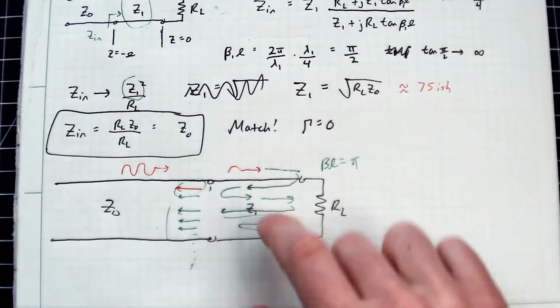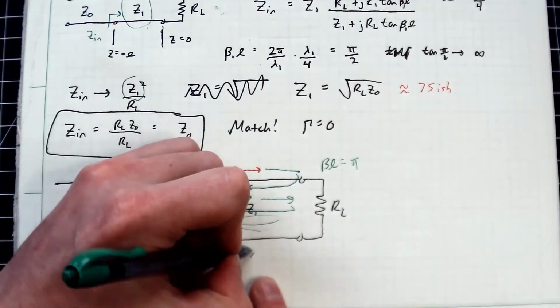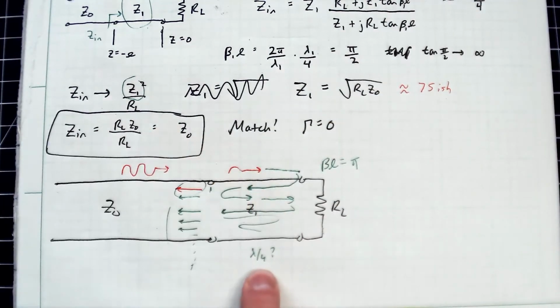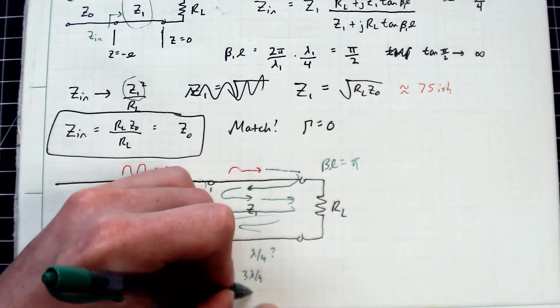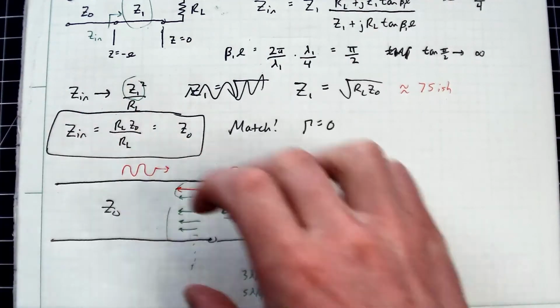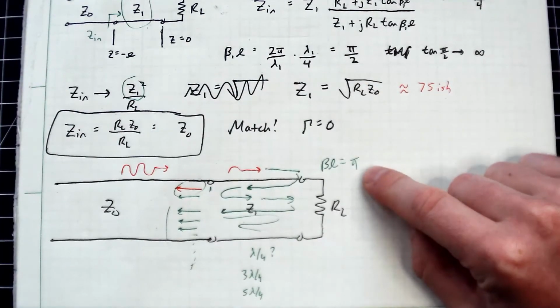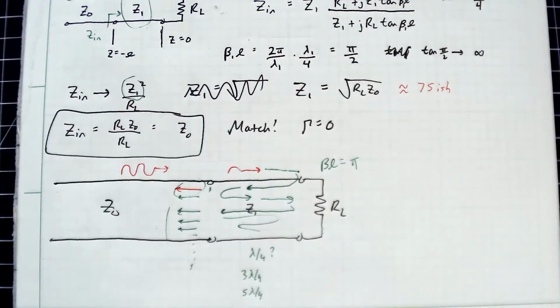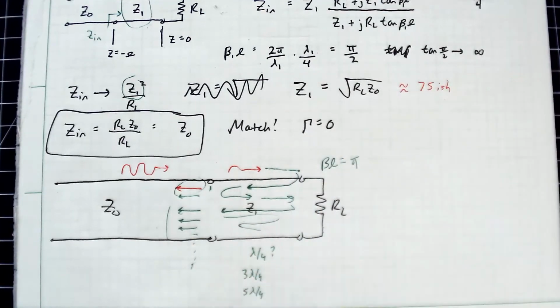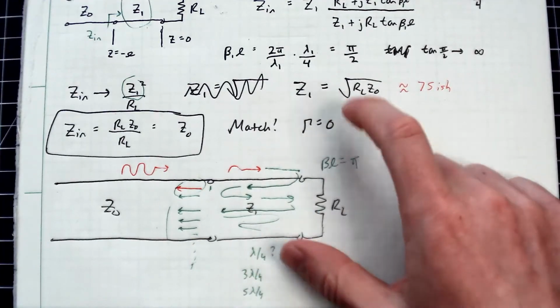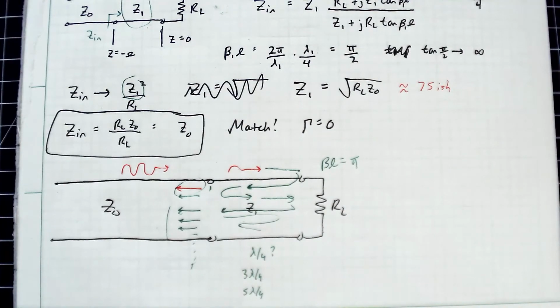And what's also interesting is this doesn't even have to be lambda over 4. Pretty much any odd multiple of a quarter wavelength will work. So if I did say a 3 lambda over 4 or a 5 lambda over 4, the same sort of thing happens because it just accumulates the same amount of phase. So that's pretty cool. It's a very simple device. It gives you absolutely perfect matching with a relatively wide bandwidth too. It's pretty neat. And this will be your lab as well.